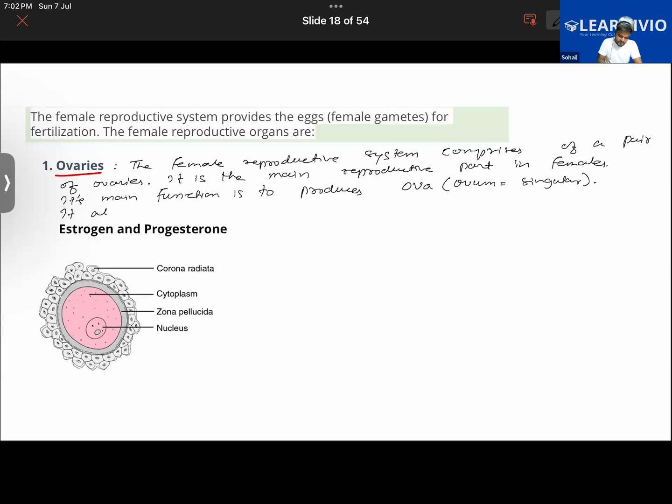Next thing, it also produces... Sir, ova means egg, right? Yeah, it refers to egg basically. Now ova is the plural, ovum is the singular. So it also produces female hormones, namely estrogen and progesterone. We're going to learn about their functions.